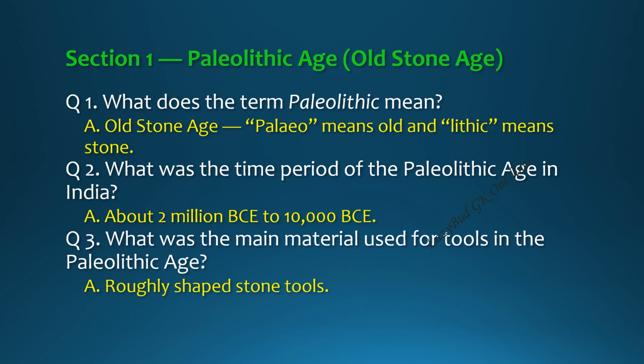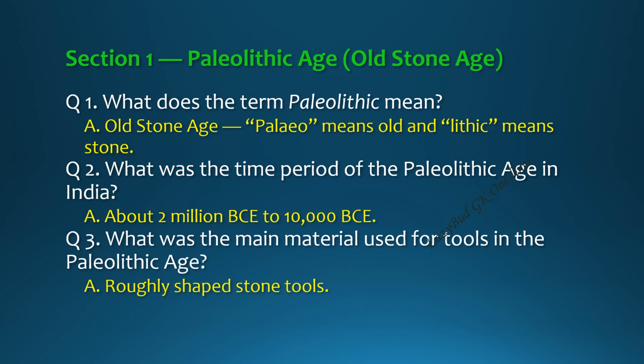Question 1. What does the term Paleolithic mean? Answer. Old Stone Age, Paleo means old and lithic means stone. Question 2. What was the time period of the Paleolithic Age in India? Answer. About 2 million BCE to 10,000 BCE.